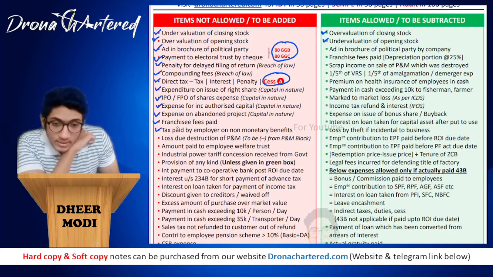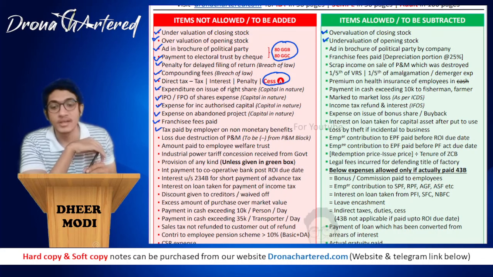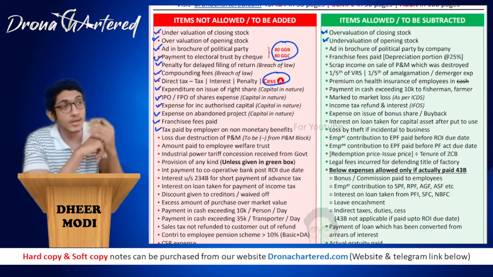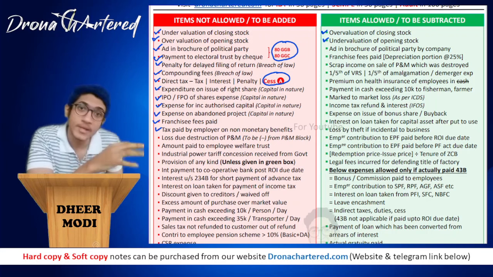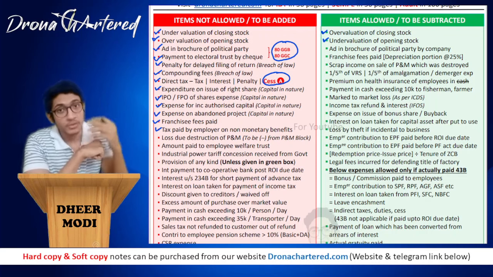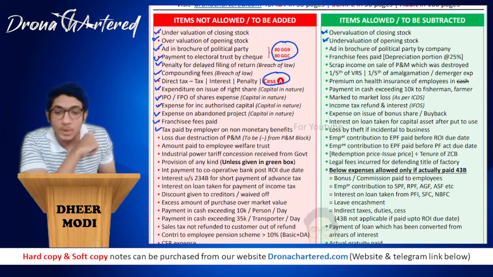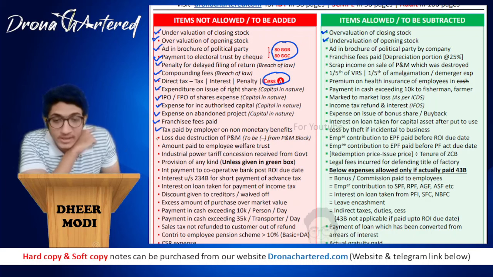Okay, next is your tax paid by employer on non-monetary benefits. If your employer has given you any non-monetary benefit, any perquisites, and such tax has also been paid by the employer, because on perquisites also you are supposed to pay tax. So if that tax has also been paid by the employer himself, this tax paid by the employer will not be allowed as a deduction to him because it is a tax at the end of the day.